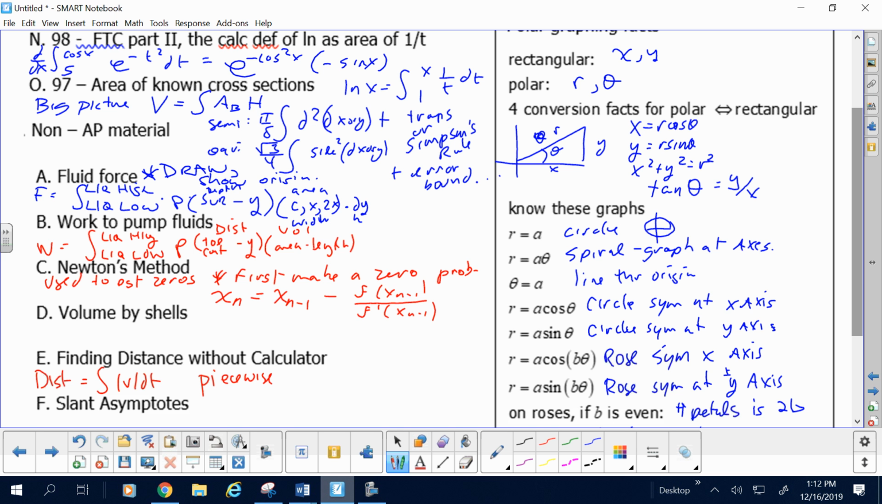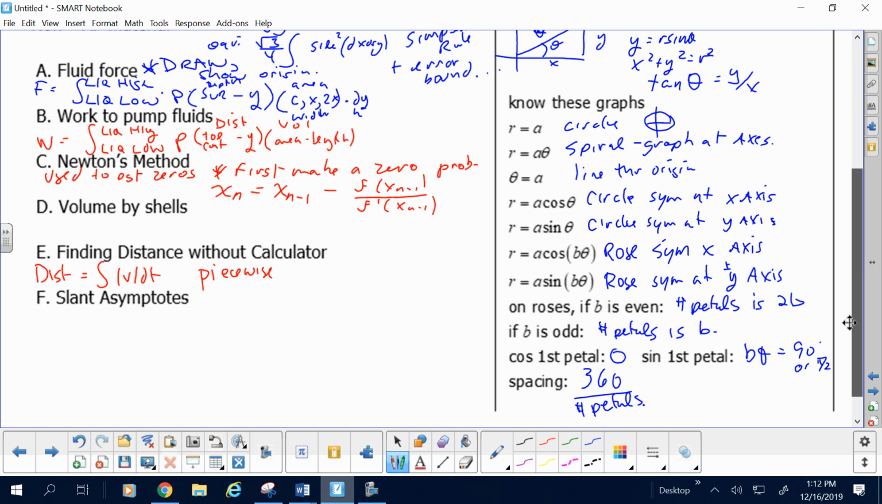All right, and then slant asymptotes. How do you find slant asymptotes? You divide. That could be either synthetic or long division. I did put a problem on that. I haven't had one of those on the reviews yet. There's one. I think it's the first one.